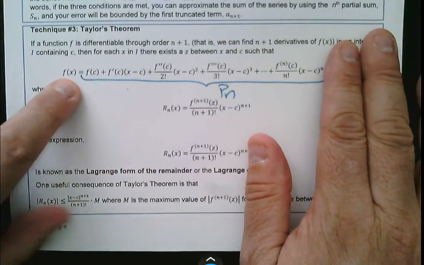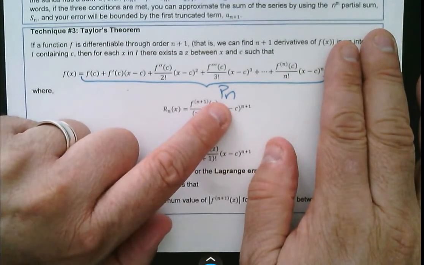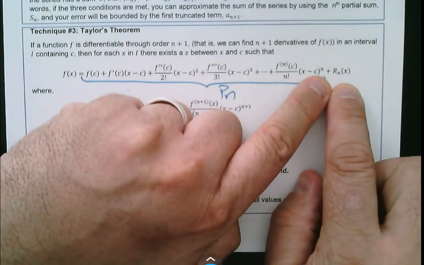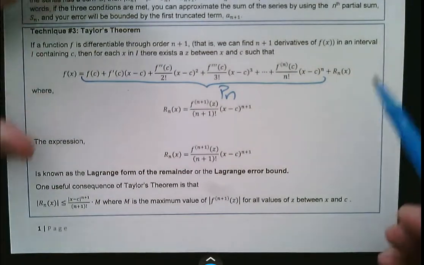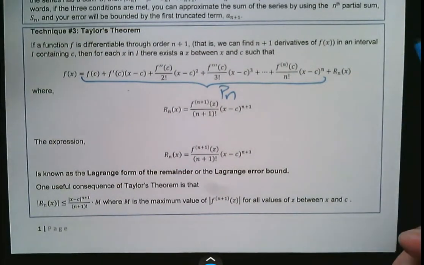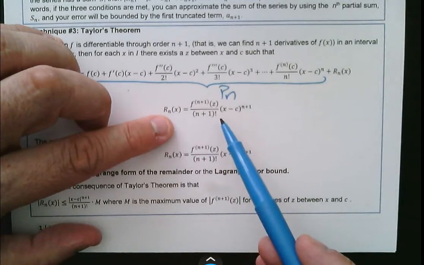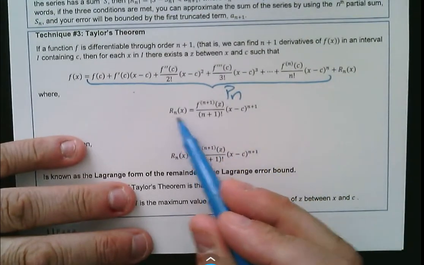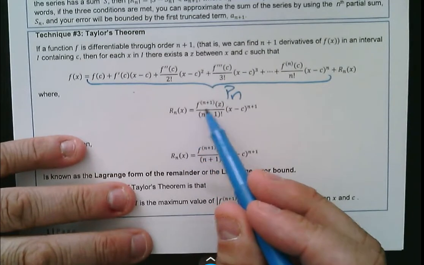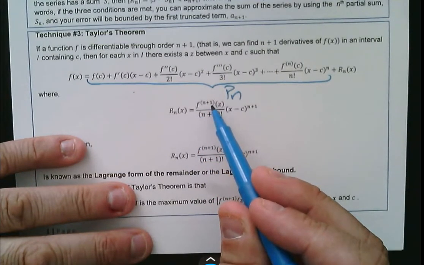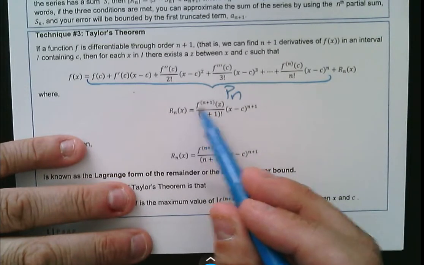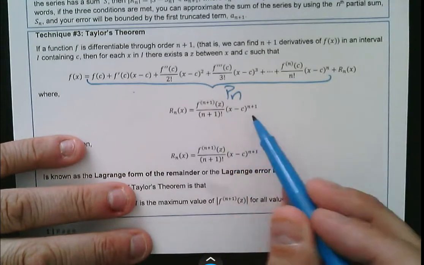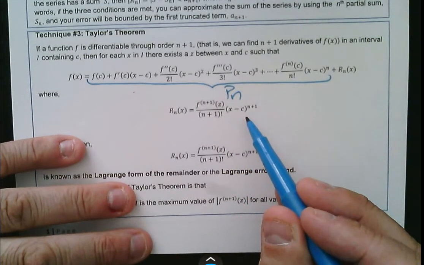The value of my function is equal to that nth degree Taylor polynomial plus a remainder. Now that remainder, what Taylor's theorem says is there is some z such that the remainder is exactly equal to the n plus 1th derivative. Think about that. One more derivative evaluated at z, divided by n plus 1 factorial, times x minus c to the n plus 1.